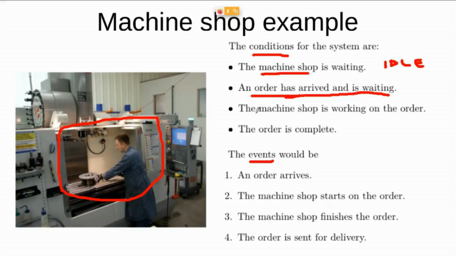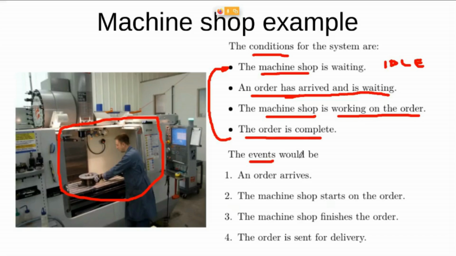Then we have the next condition, that the machine shop is working on the order. And finally, the last state of the system is that the order is complete and out of the machine shop. Then obviously we go back to the initial condition when the machine shop is waiting for a new order to arrive.